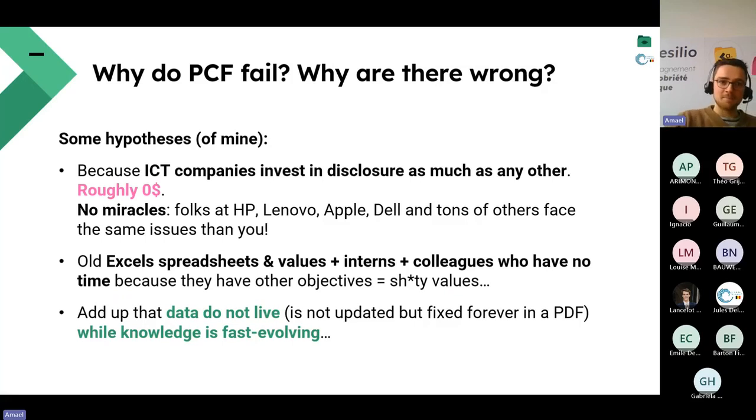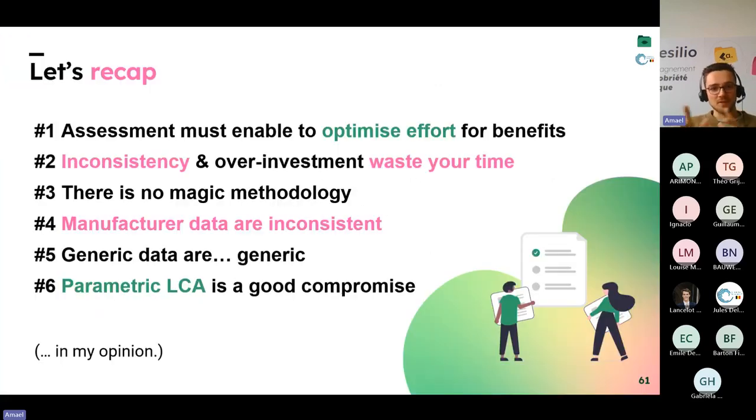Well, I'm reaching the end of the time, so it's time to wrap up. We discussed assessment. How and why should we assess? I guess we should assess to optimize our efforts. We are in an environmental mess. We have limited resources. We need to optimize our efforts and avoid making things worse.